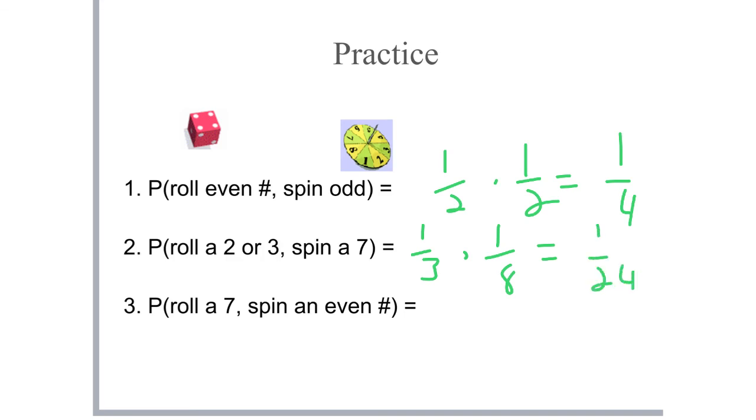And finally, to roll a 7 and then spin an even number. Well, the probability of spinning an even number is 1/2, but the probability of rolling a 7 is 0 because there's no 7 on the die. So we multiply those together and we would get 0. It is impossible for that to happen.